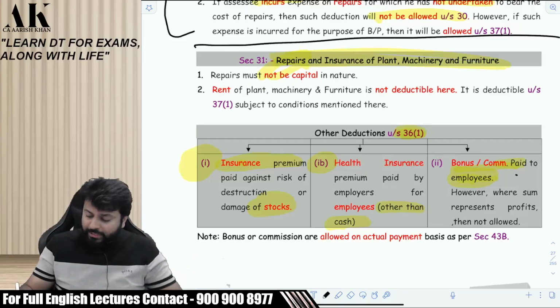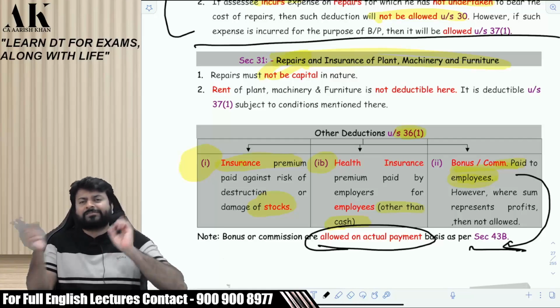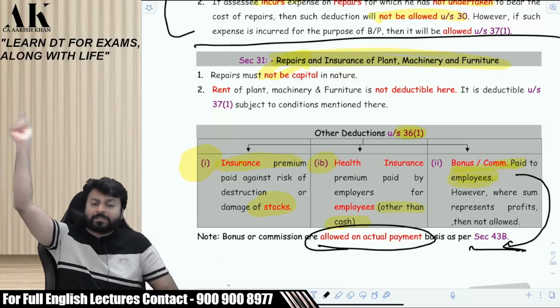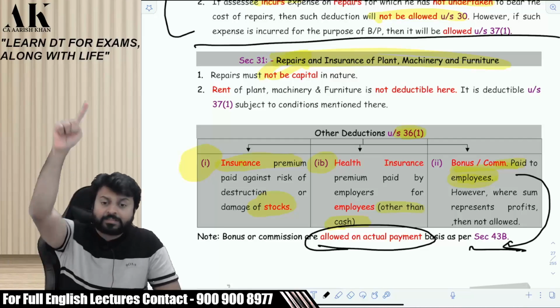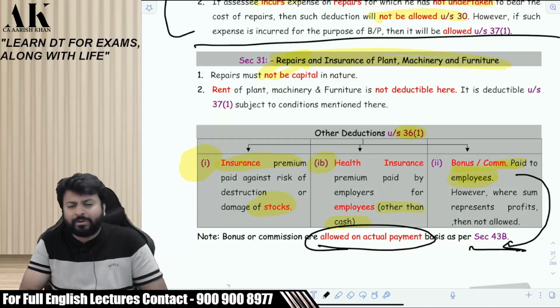But in this, you have to keep in mind that this is allowed subject to actual payment under 43B. I'm just trying to interlink. Whenever I teach 43B, I will speak about all these things. I'll speak about the rates and taxes which we have seen above. I'll speak about this point which we are seeing now. Are you able to understand, beta?